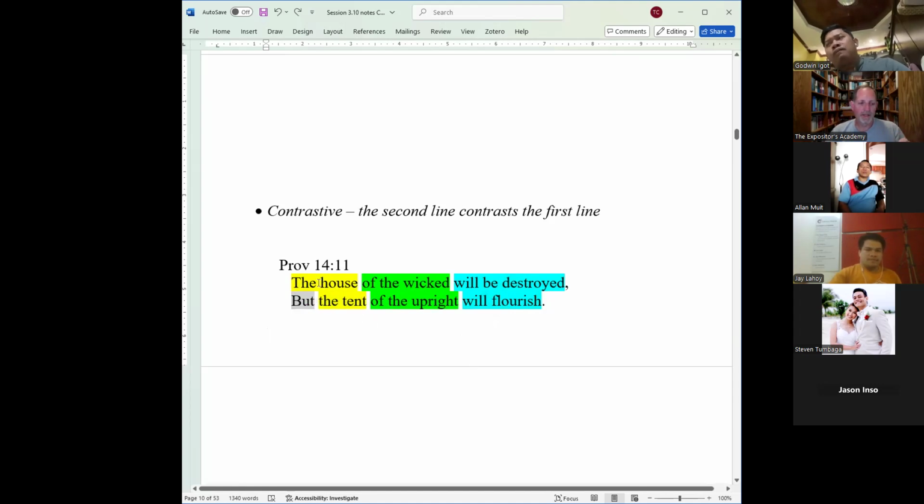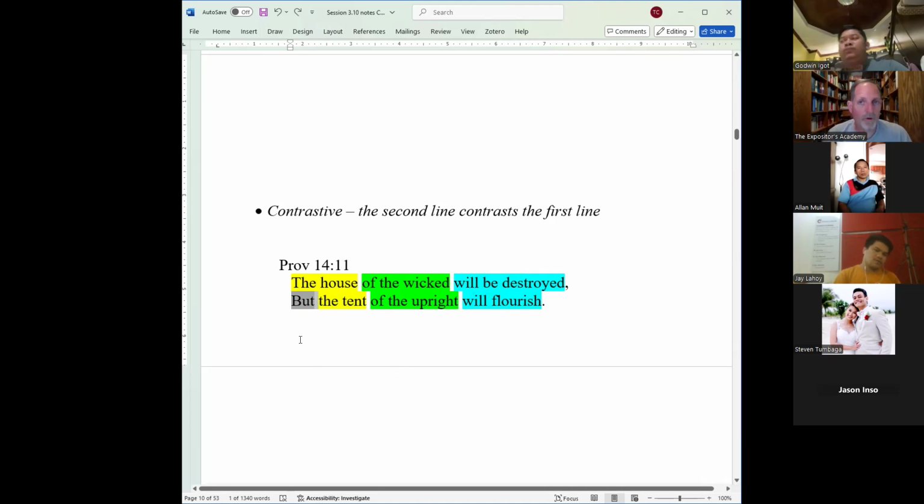Notice again, the house versus the tent, and then of the wicked versus of the upright, will be destroyed, will flourish. Right? So grammatically, these are very similar, but it's presenting two opposing or contrasting ideas. And then, yeah, the word but there is a helpful guide as well. But remember, even if but is there, that doesn't always mean contrast.